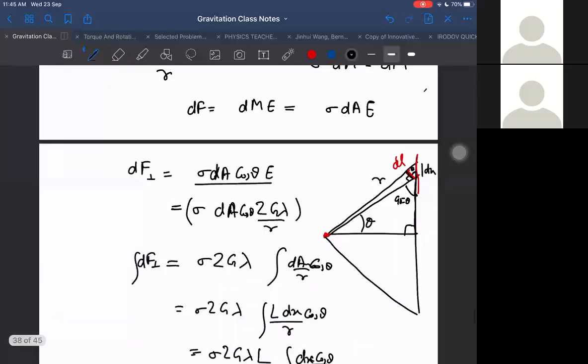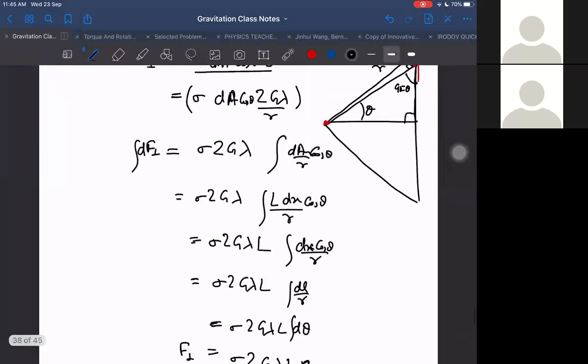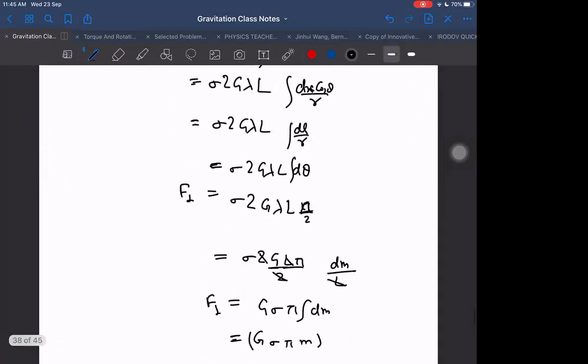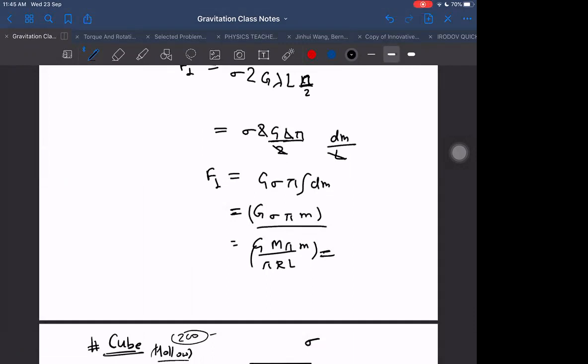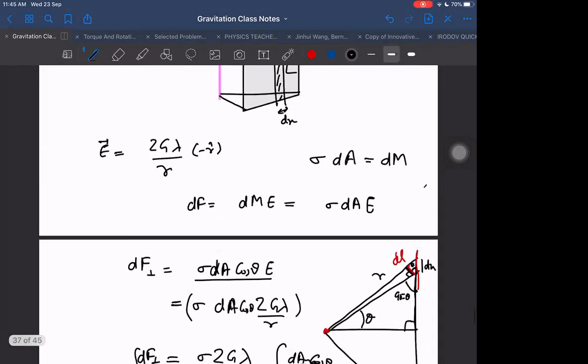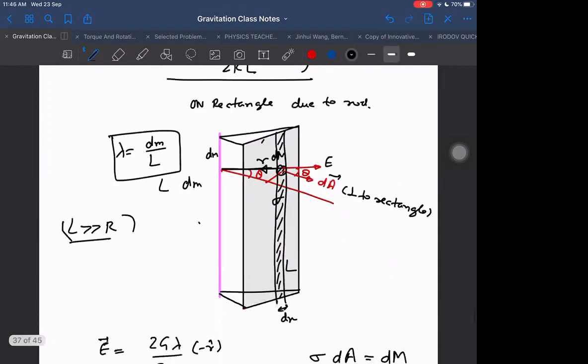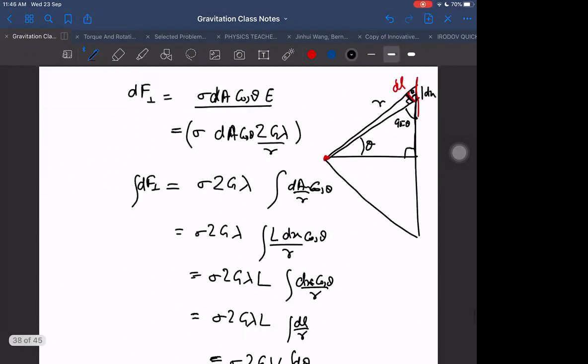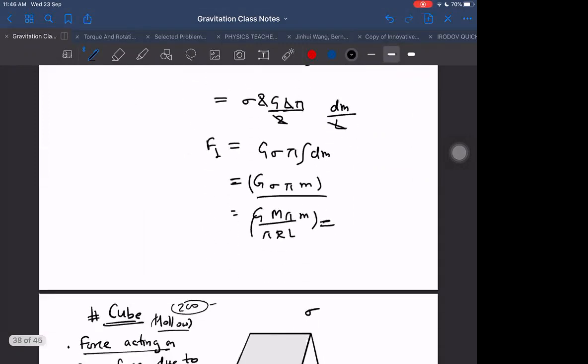Next time we did the same thing. Then we are getting G sigma pi m only here also. What is the problem? Let's see. Last time what we got? G sigma pi m only. What is the problem then? Same only we are getting.